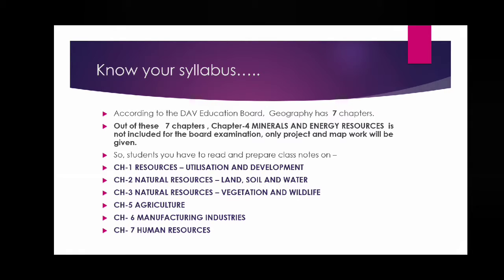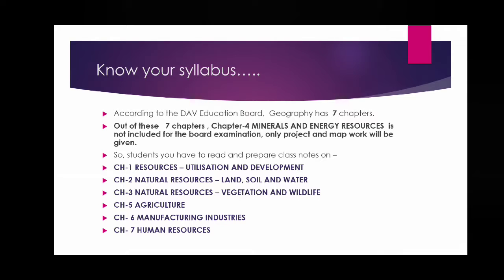Chapter 5, agriculture, that means crop cultivation, fishing, forestry, rearing of animals, all together are called agriculture. Chapter 6 is related to manufacturing industries, processing units, like wheat is converted into biscuits, wheat is converted into Horlicks. That is called what? Manufacturing industries. And chapter number 7, human resources, that means about population, about us. Clear, students?